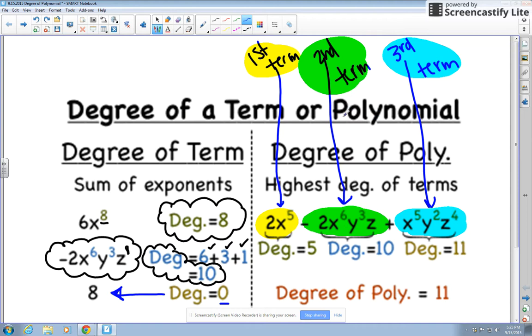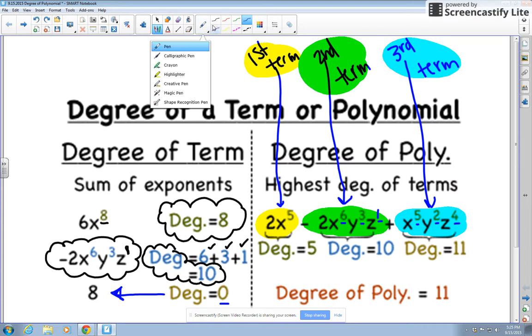Now let's look at the second term. Well, we have 6, 3, and 1. When we add those, the degree for the second term is 10. Now let's look at our third term. We have 5, 2, and 4. These are all exponents for variables, and we add them together. That's 7, and 7 and 4 is 11.